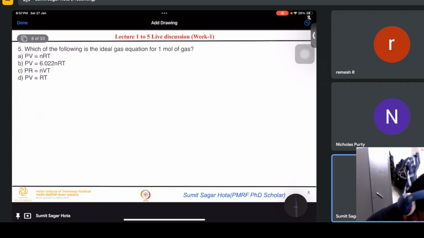Okay, next question. Which of the following is the ideal gas equation for 1 mole of gas? Very simple question. It's mentioned 1 mole of gas. So wherever this n is there, just remove that option, because n equals 1 mole, it's already given. Here n is there, remove. Here n is there, remove. Here n is there, remove. One option left.